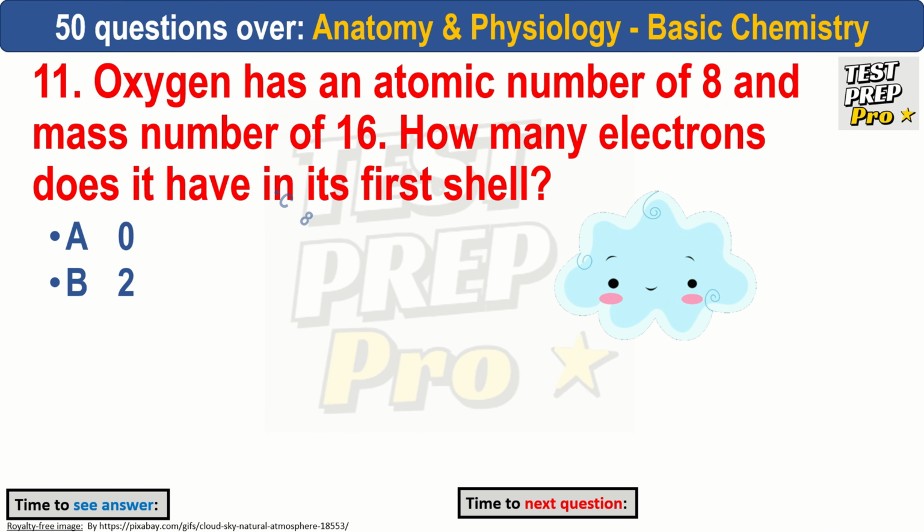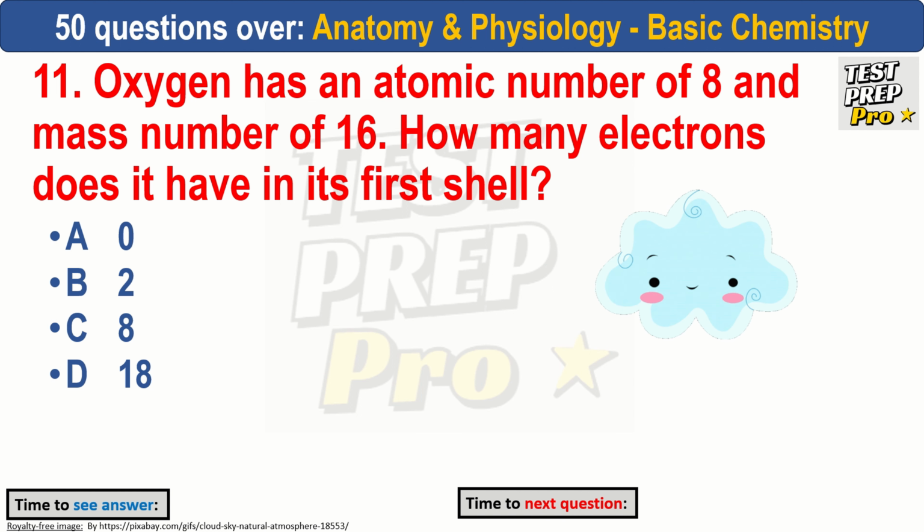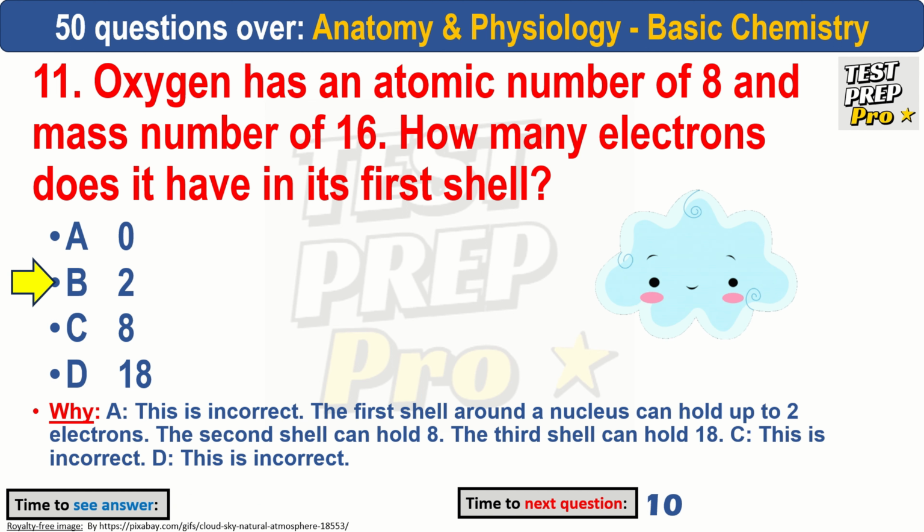Oxygen has an atomic number of 8 and a mass number of 16. How many electrons does it have in its first shell? The key part of the question is the first shell. Is it A, 0, B, 2, option C, 8, or option D, 18? The answer is B, 2 electrons. As it describes there, further shells, the second shell can hold 8 electrons. That's where you get the number 8 from.